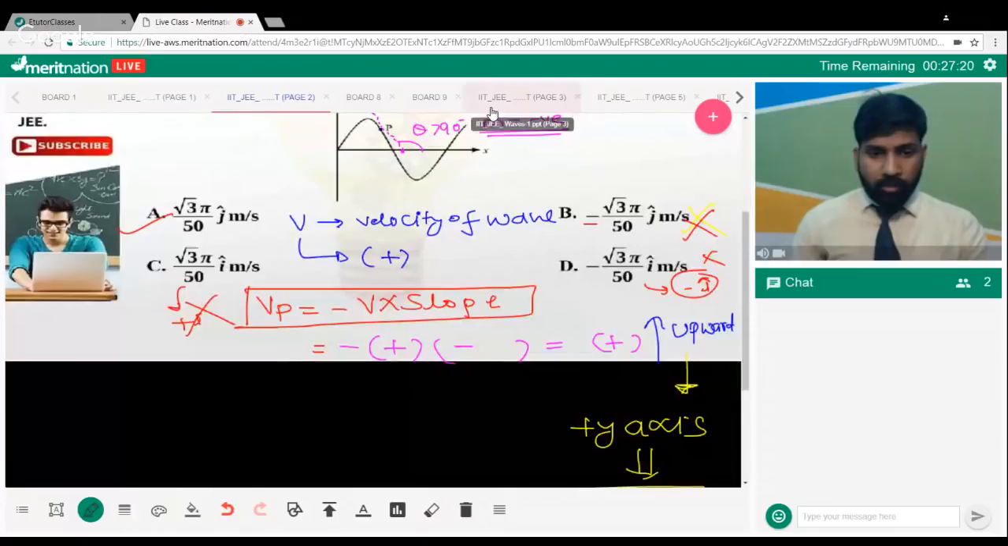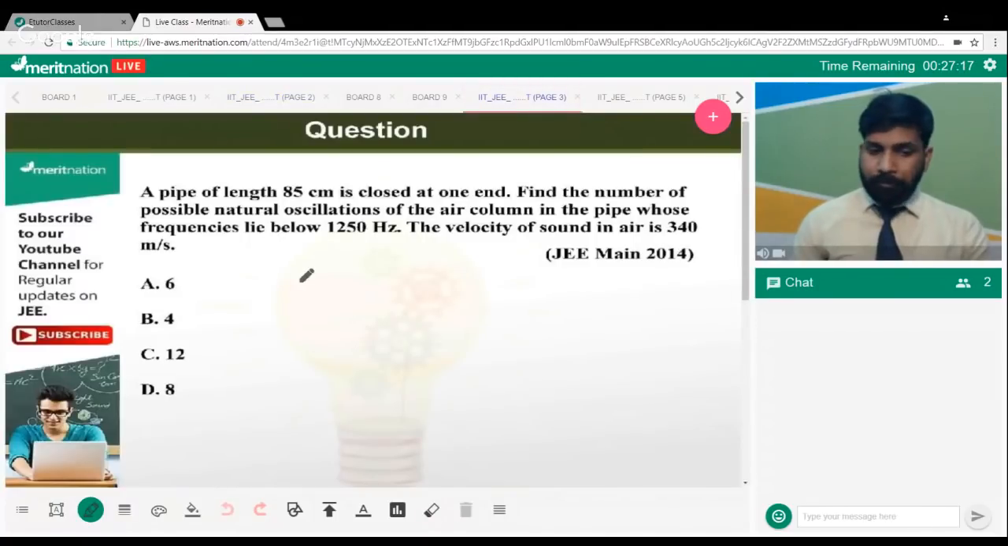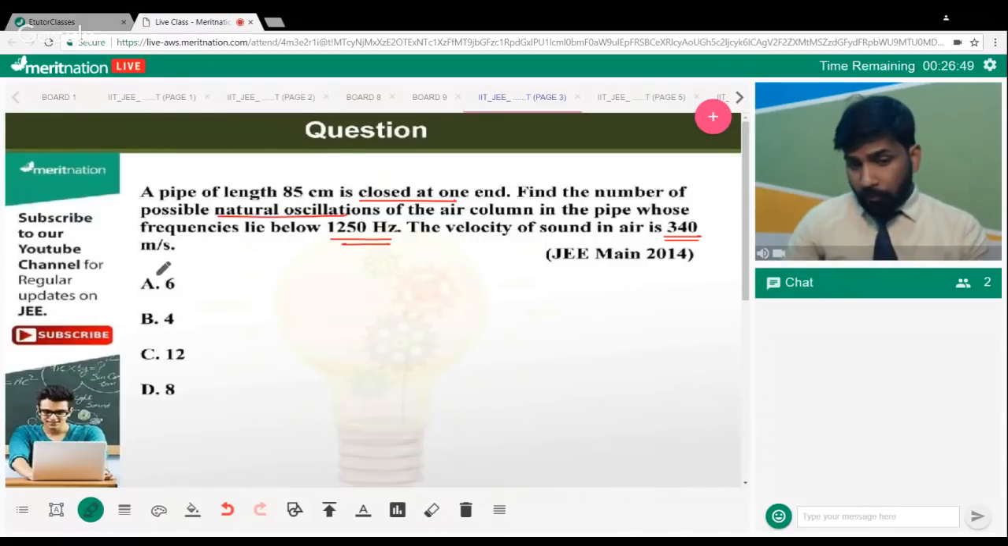You can see on your screen, a pipe of length 85 centimeter is closed at one end. Find the number of possible natural oscillations of the air column in the pipe whose frequencies lie below 1250 Hz, and the velocity of sound in air is given as 340 meter per second. So what can we do here? First, let me give you the idea about the closed organ pipe and open organ pipe, and after that we can use that concept here to solve this question. Okay, so let's start now.